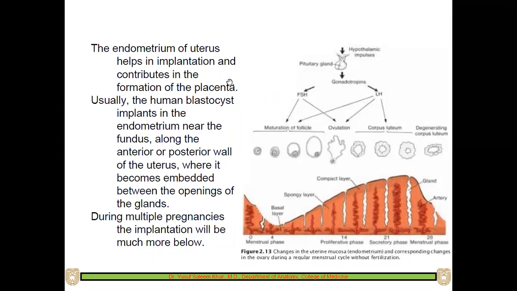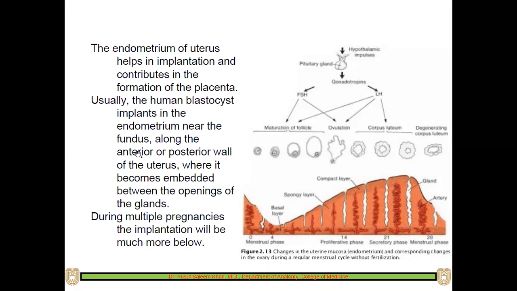We'll see this development of placenta later. Usually the human blastocyst implants in the endometrium near the fundus. You know the fundus of the uterus. The fundus of the uterus is near the top, where the fallopian tubes open on either side. Above that, whatever region is there, that is the fundus.